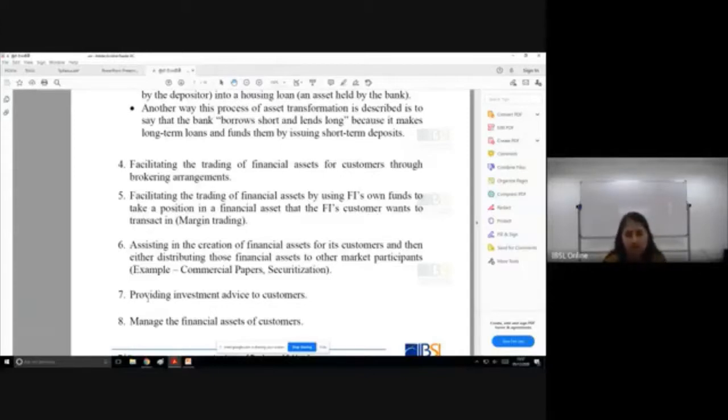The other one, it can be a new concept to you. It's called margin trading. Okay, financial intermediaries also do this as a function. What is that? They will facilitate trading of financial assets by using the intermediary's own funds, so that the party buying, or the surplus unit holder, can take a position in the market.